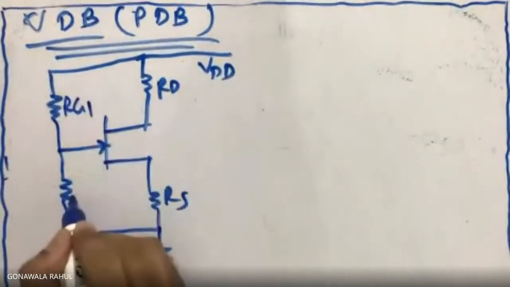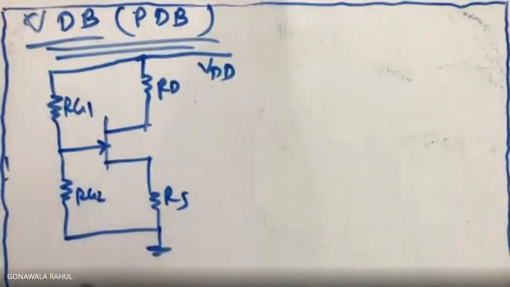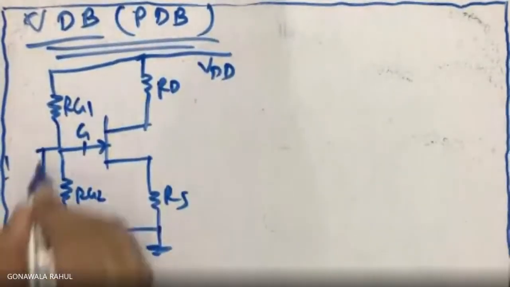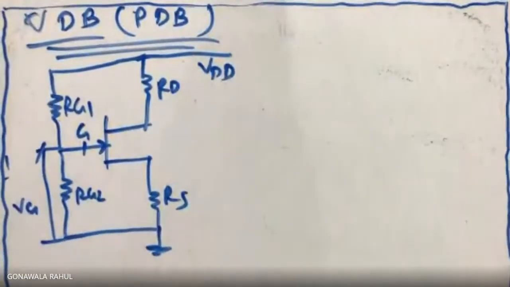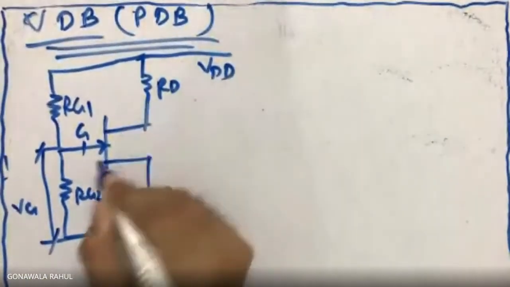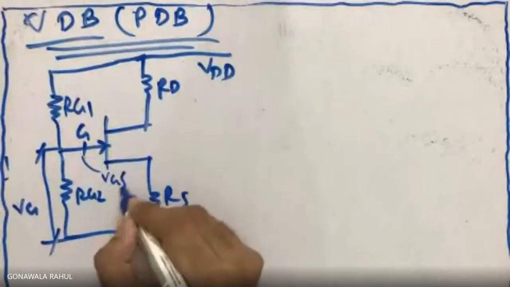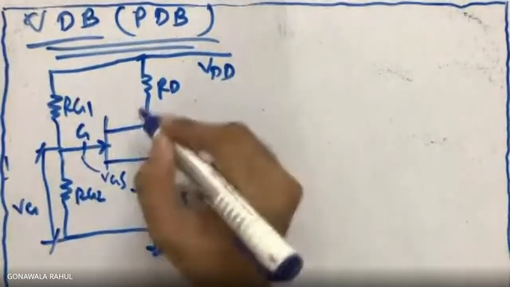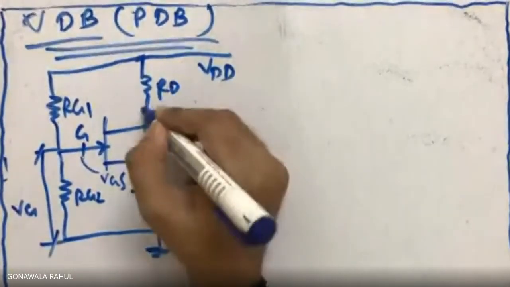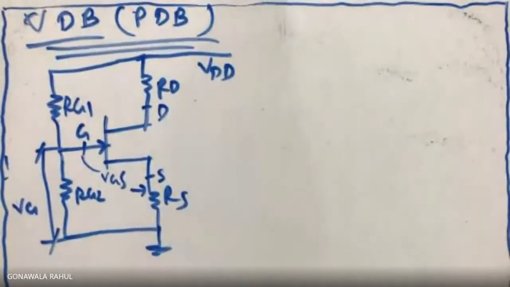I name it as RG1 and RG2. This is my gate terminal. Let's say this is voltage VG. At this point, let's say voltage is VG. Here we have VGS, because this is the source terminal and this is the drain terminal. Okay, so this is the circuit.